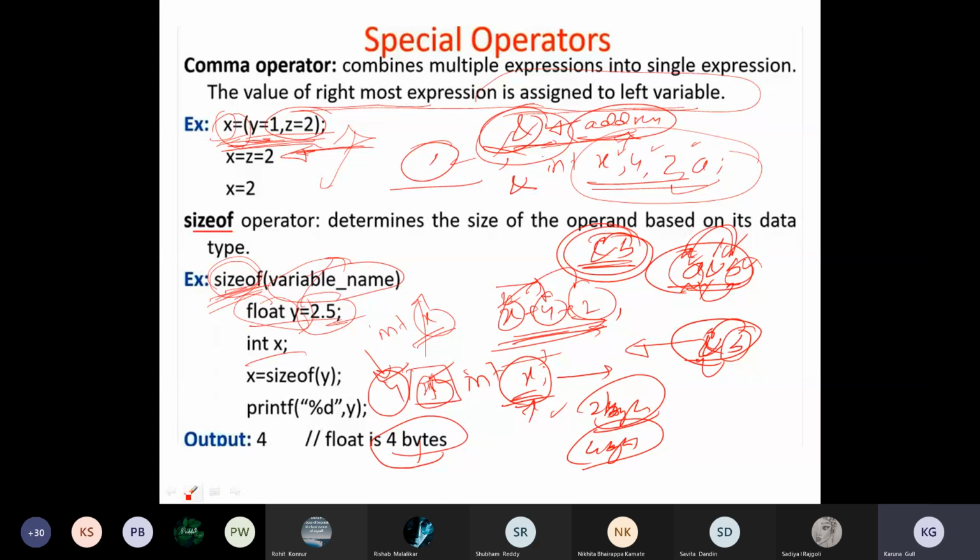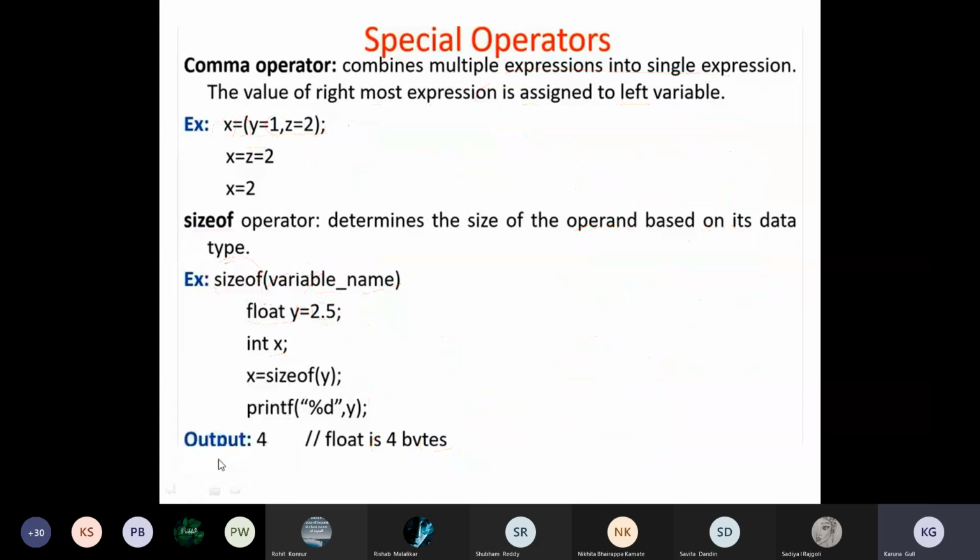If you are not clear, you can ask me. But if you don't ask, I'll assume you have understood. Sizeof means how many bytes are reserved by the system, the compiler.